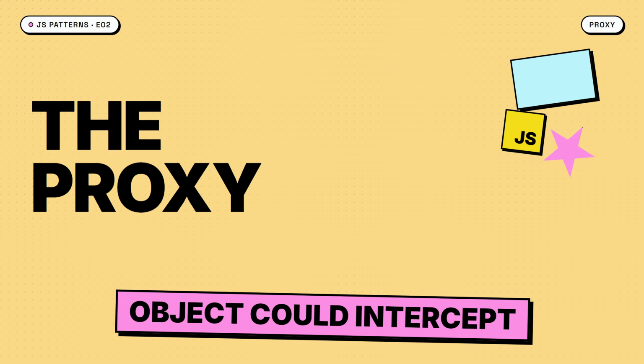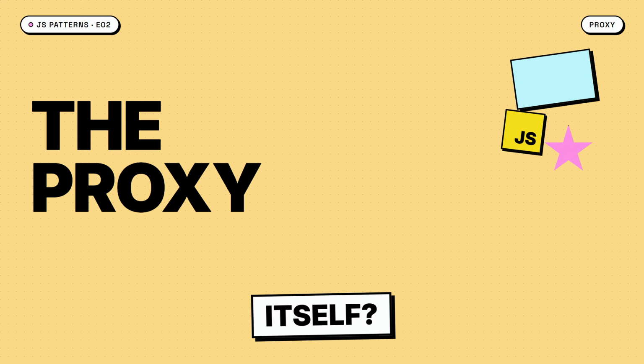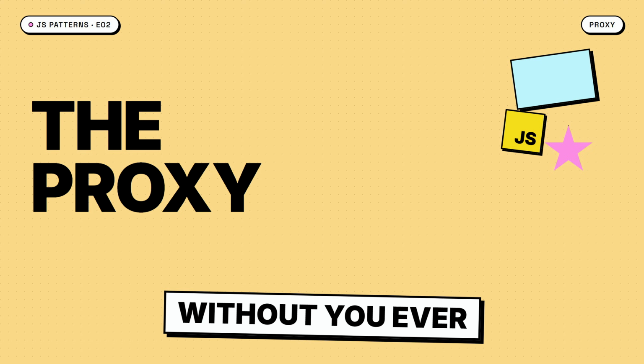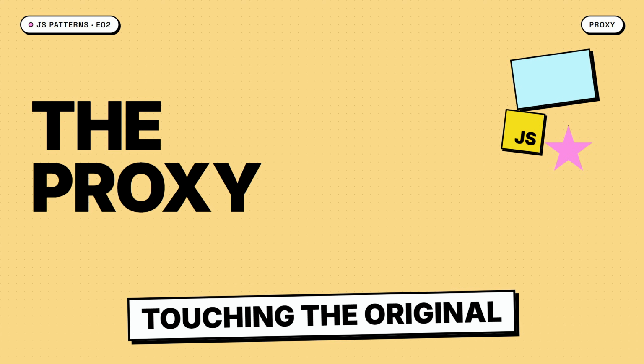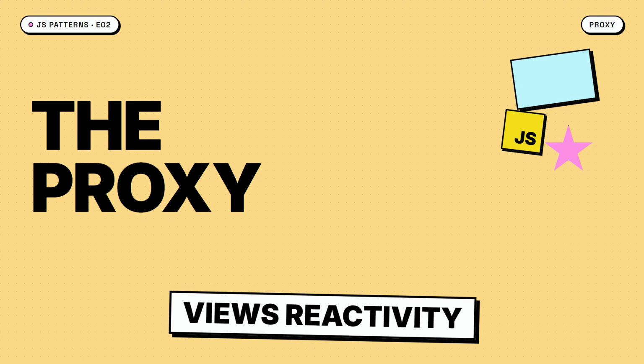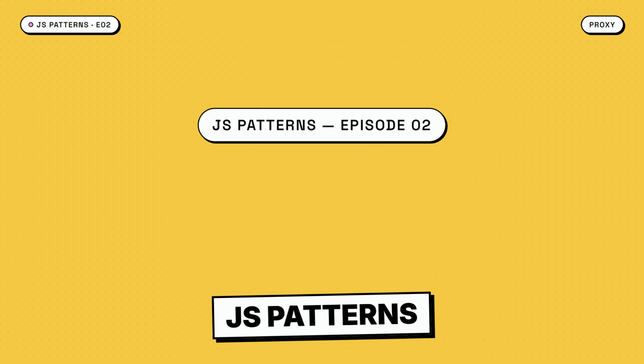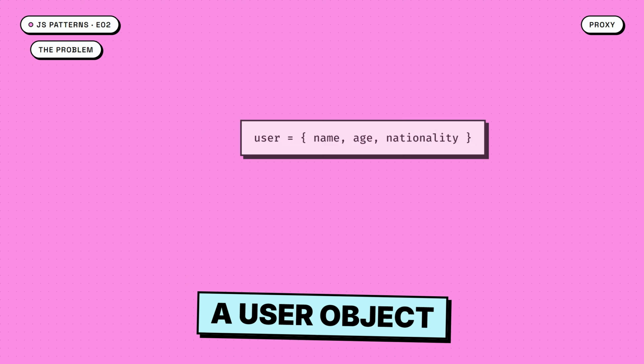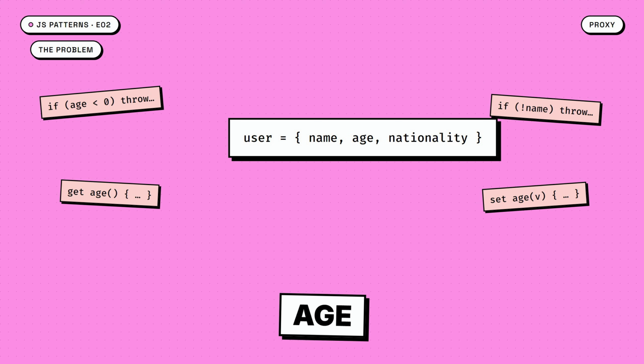What if an object could intercept every read and every write to itself? Validate it, log it, even fake values that don't exist, without you ever touching the original. That's a JavaScript proxy. And it's the pattern hiding behind Vue's reactivity. JS Patterns. Episode 2. Say you've got a user object, name, age, nationality.